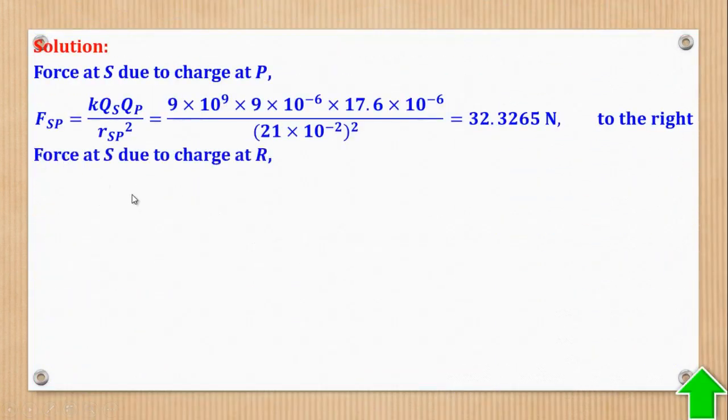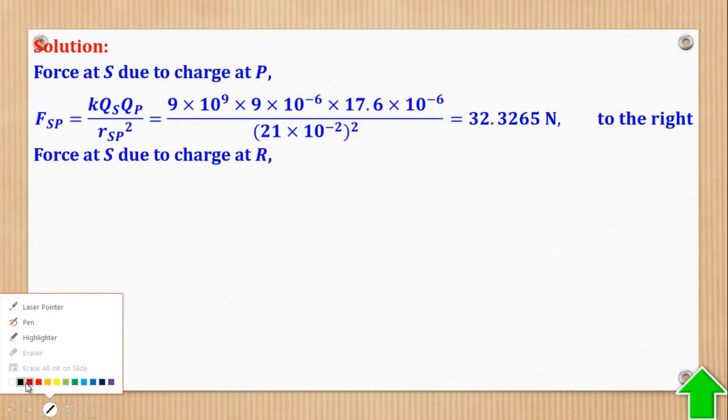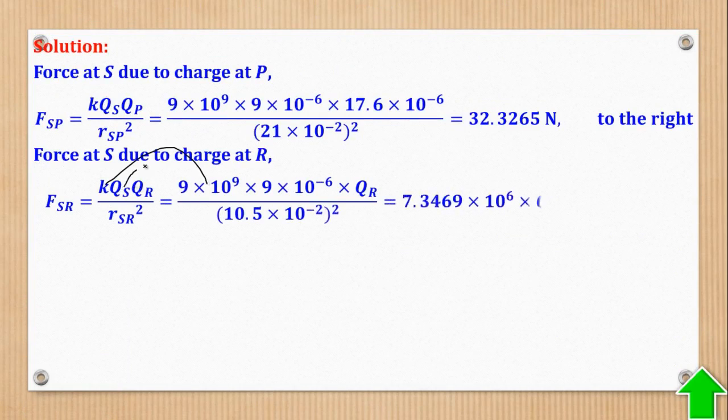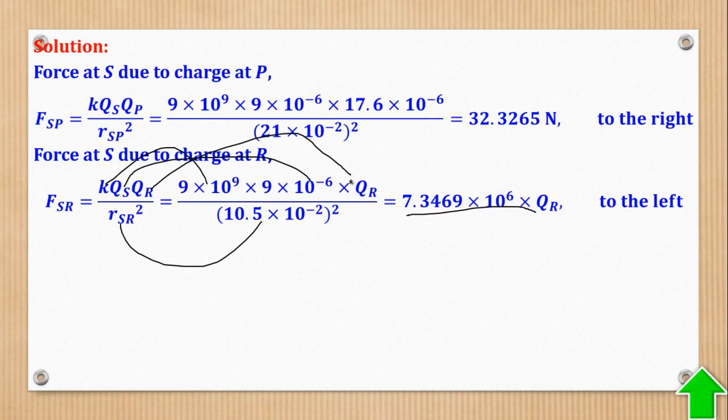So force on S due to charge at R. We shall come and also substitute for K, then for charge on S and charge on R, which we don't know, and the separation, which is this in centimeters converted to meters. So we'll come up with this because this is unknown, so it has to be maintained. Now we are putting to the left. Now why are we putting to the left?